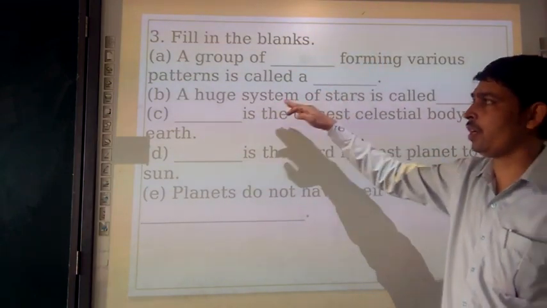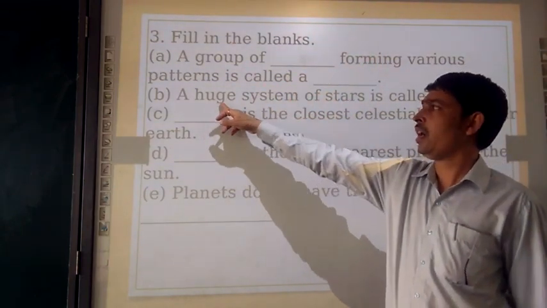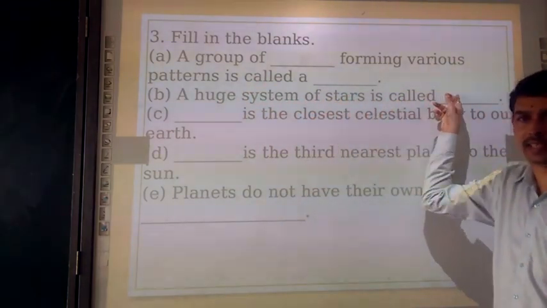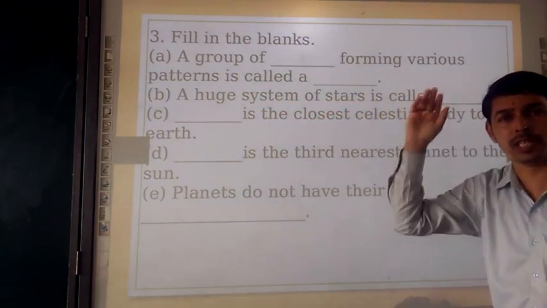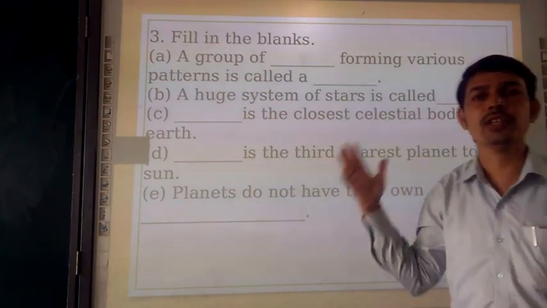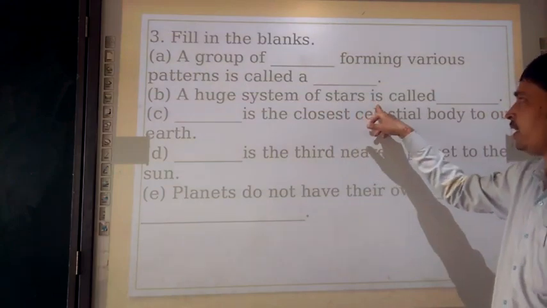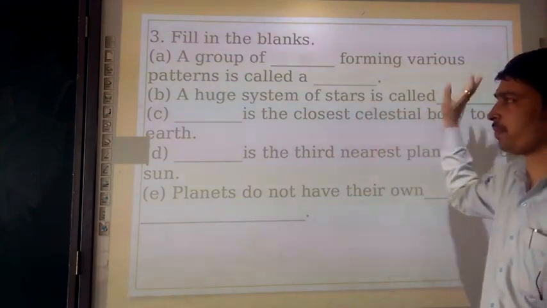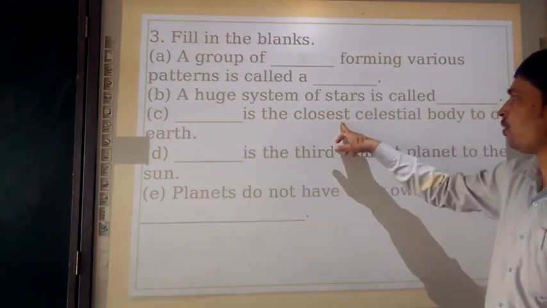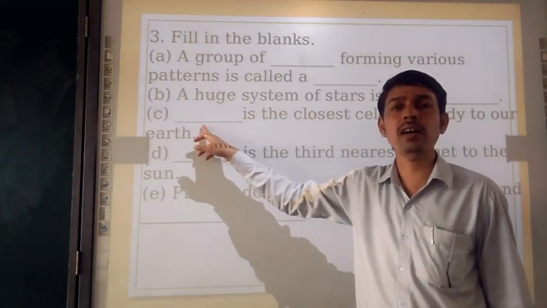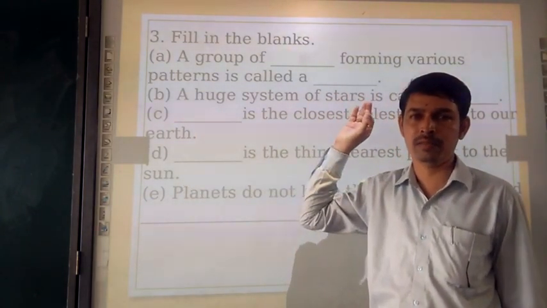Then we are moving towards B. A huge system of stars is called a galaxy, and millions of such galaxies is called the universe. So a huge system of stars is called a galaxy. Dash is the closest celestial body to our Earth. So the moon is the answer.